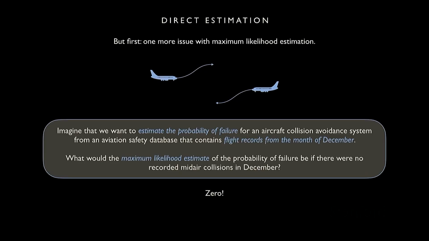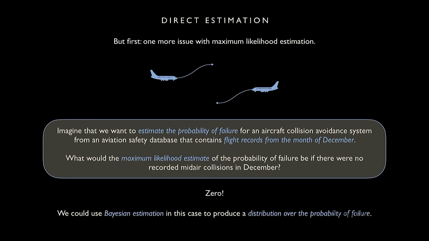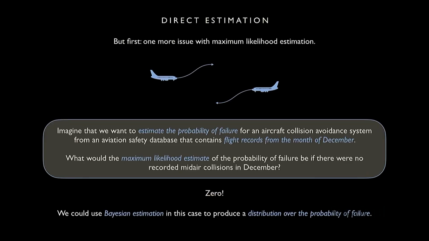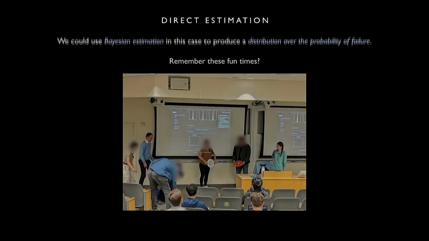Yeah, 0, exactly right. But we're pretty sure it's not 0. Actually, in fact, very unfortunately, we know from last week that it's not 0. So we could use Bayesian estimation instead to produce a distribution over the probability of failure. We'd say maybe it's 0, but we also have a non-zero probability that the probability of failure is something else. Okay, so how do we do that?